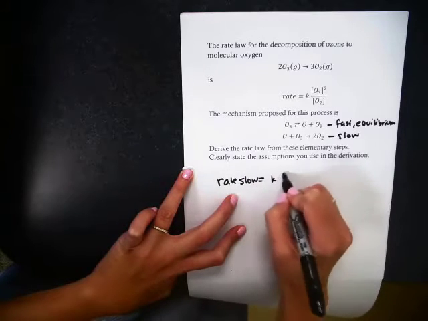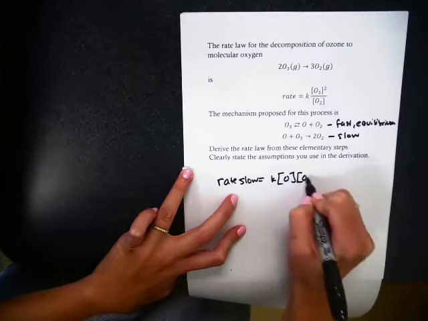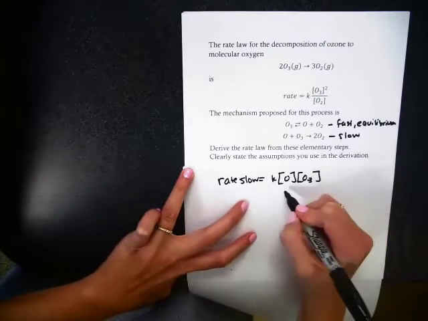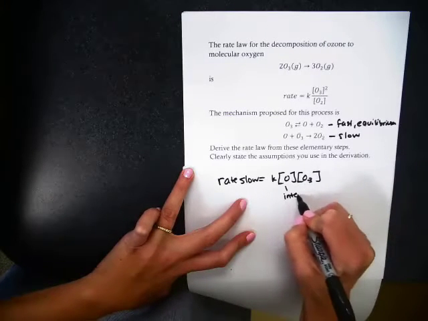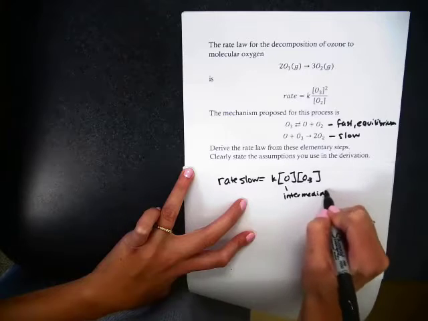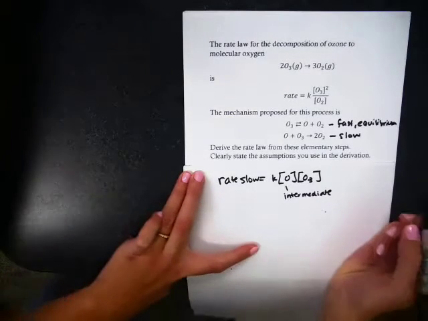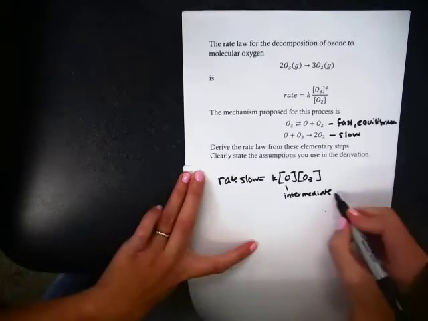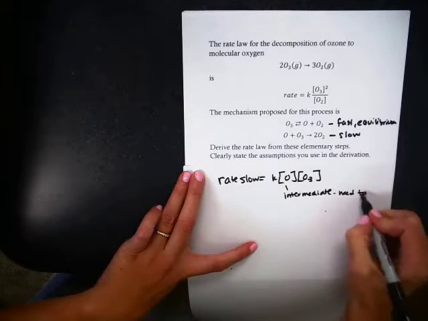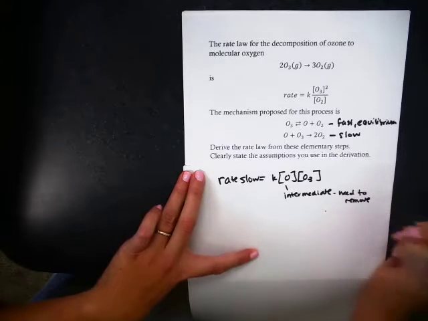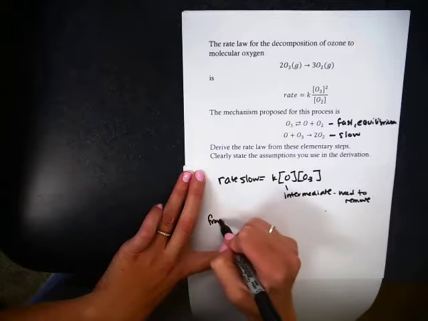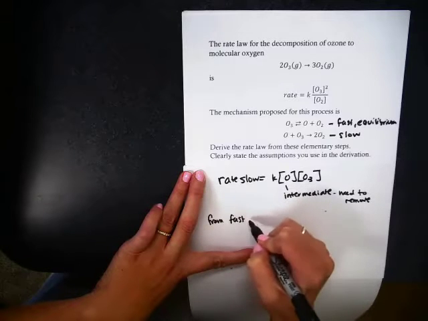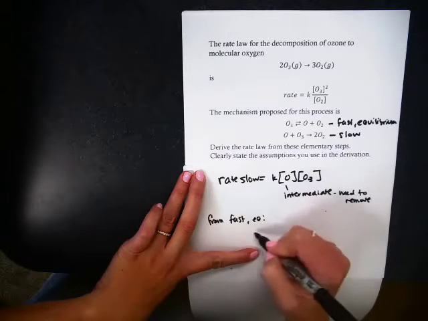When we assume the first step is fast, we assume it's so fast it reaches equilibrium, which it shows here as well. So I'm going to write the rate law for my slow step, which is k times O3. But I can't leave it like that because O is an intermediate. Oxygen is not in the overall reaction, so I have to get rid of it.